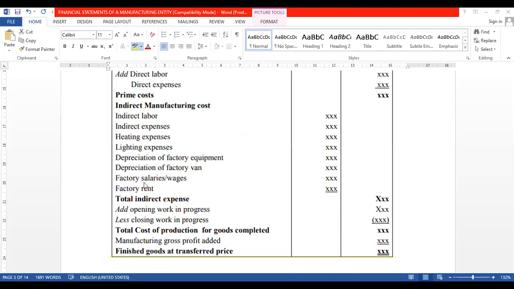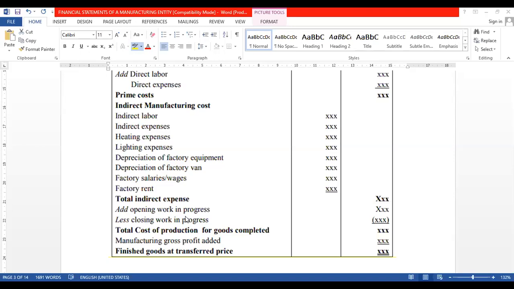Then we add factory salaries. Note again, it is factory salaries and not the normal salaries. Then we have factory rent and not the normal rent. Once we add them all together, we get what we call total indirect expenses, right? And once we have added them, we get a figure to which we add the opening work in progress. Remember, I want to mention something here.